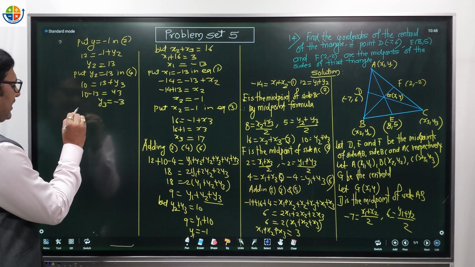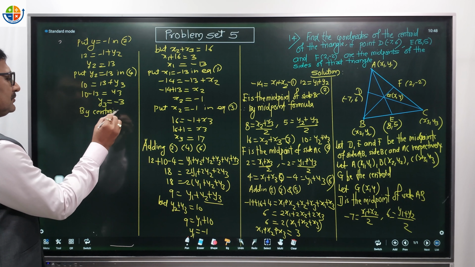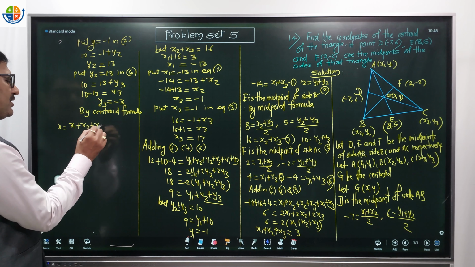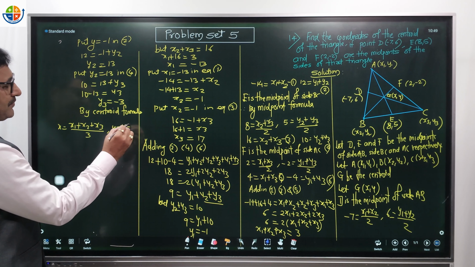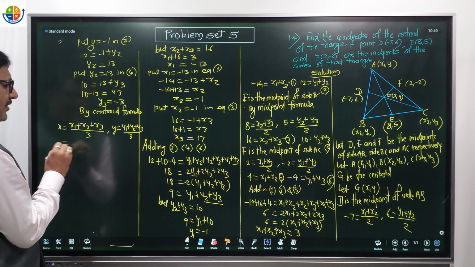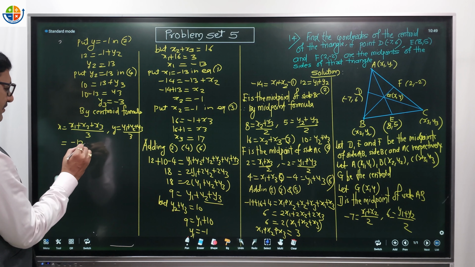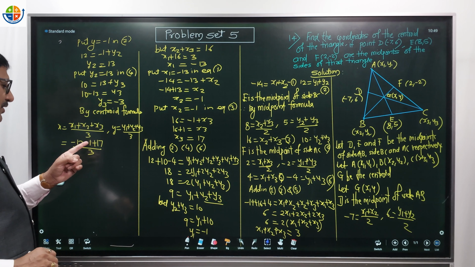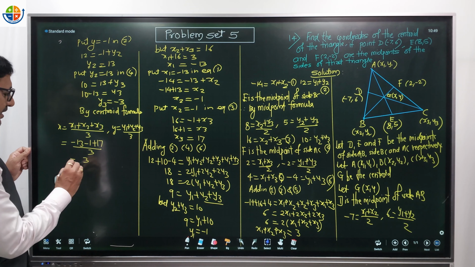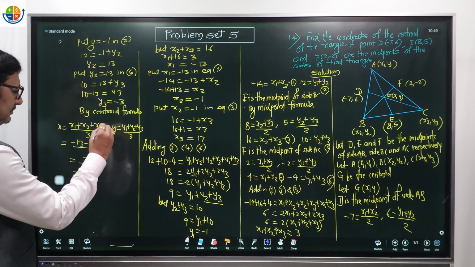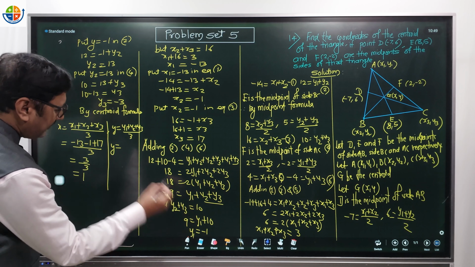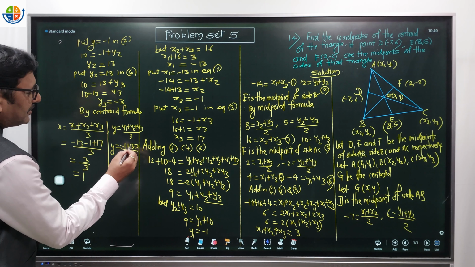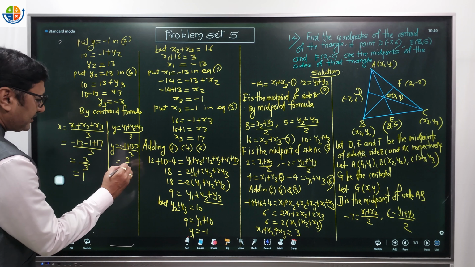So by centroid formula, x is equal to x1 plus x2 plus x3 upon 3 and y is equal to y1 plus y2 plus y3 upon 3. वैल्यू रखिएगा बच्चों. x1 क्या था अपना, देखिए -13 -1 plus 17 upon 3. क्या होगा? -13 -1 होगा -14 plus 17, 3 upon 3 that is 1 and y is equal to क्या होगा? y1 है अपना -1, y2 है 13, -3 upon 3. तो 13 minus 1, 12, 12 minus 3, 9, 9 upon 3 which is equal to 3.